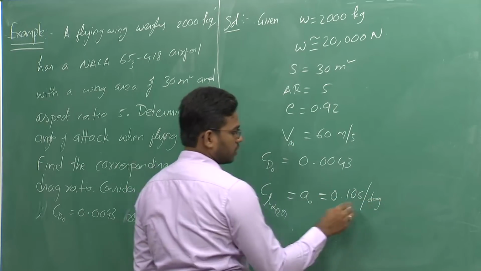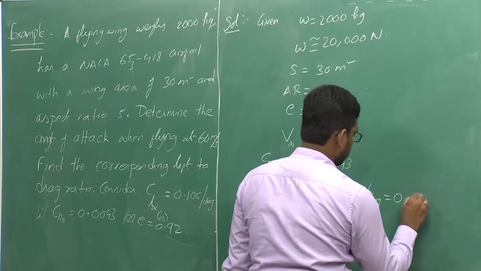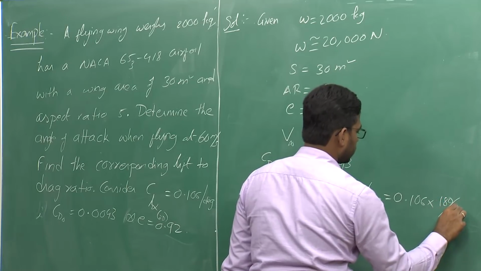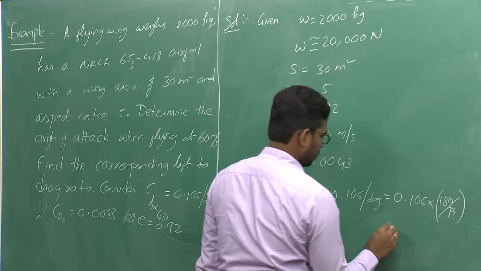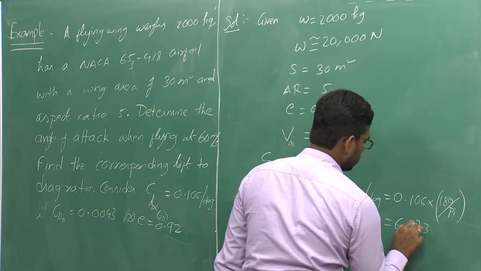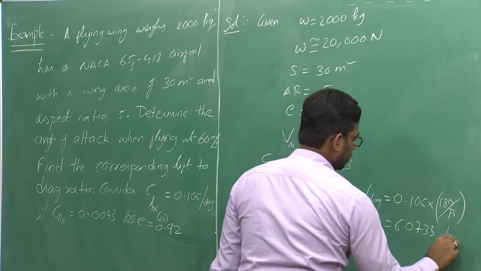Right. We can convert into radians, right, 0.106 into 180 by pi, which is 6.073, 6.033 per radian.